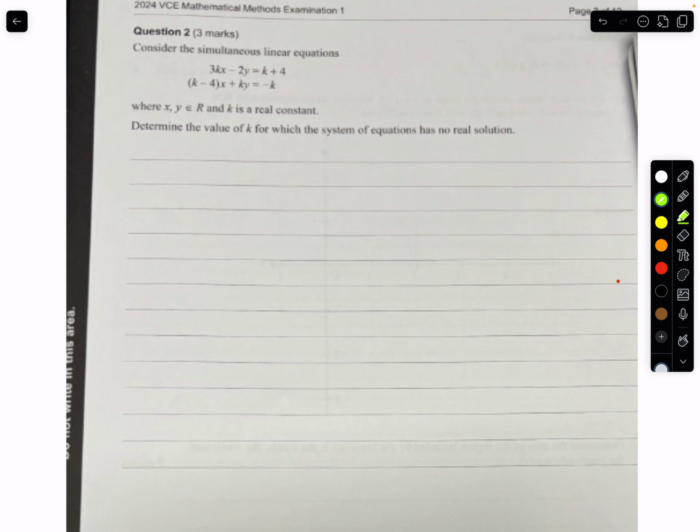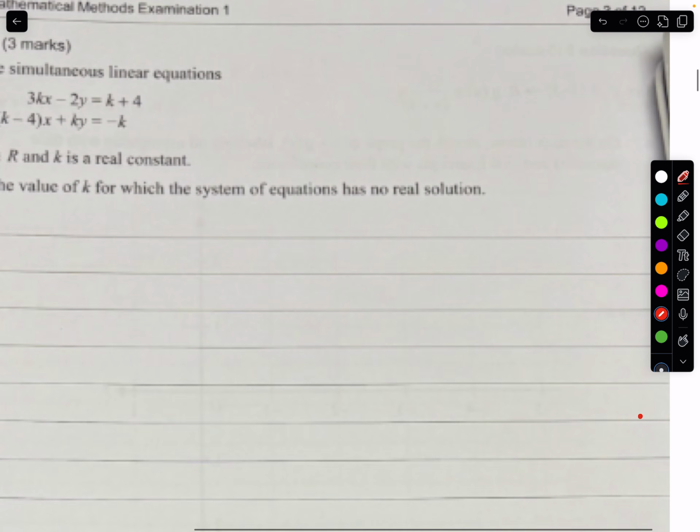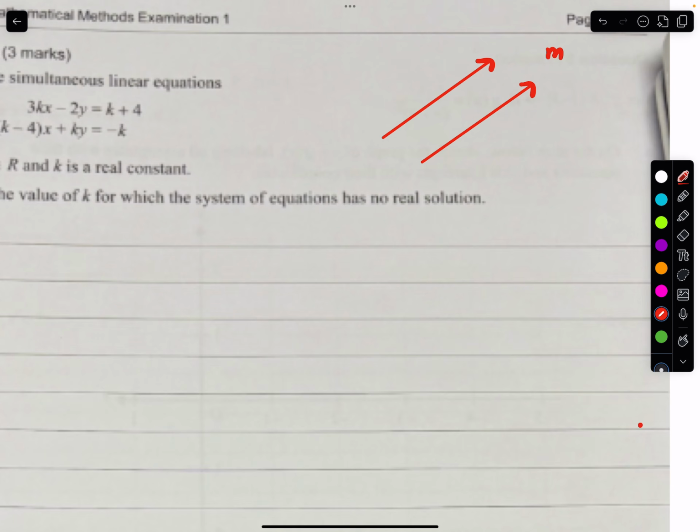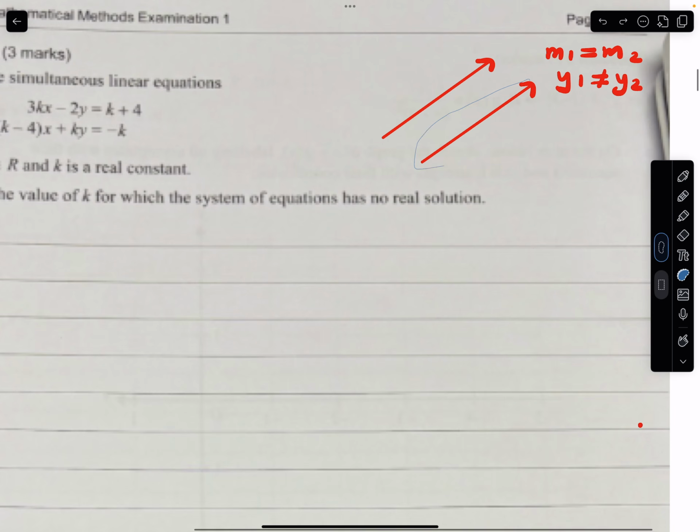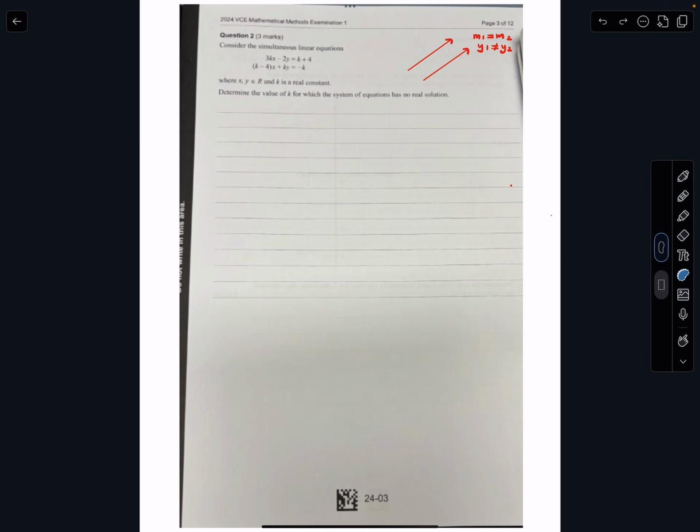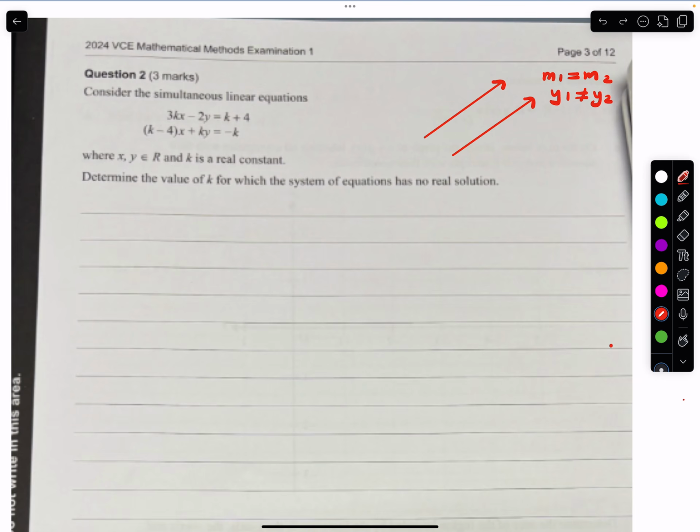What is the condition for them to have no real solutions? We know for them to have no solutions, they must be parallel, like this. But also their y-intercepts have to be not equal, because if they are equal, they'll be on top of each other and create infinitely many solutions, and that's not what we want. So these are the two properties that we must have for the values of k for there to be no real solution.